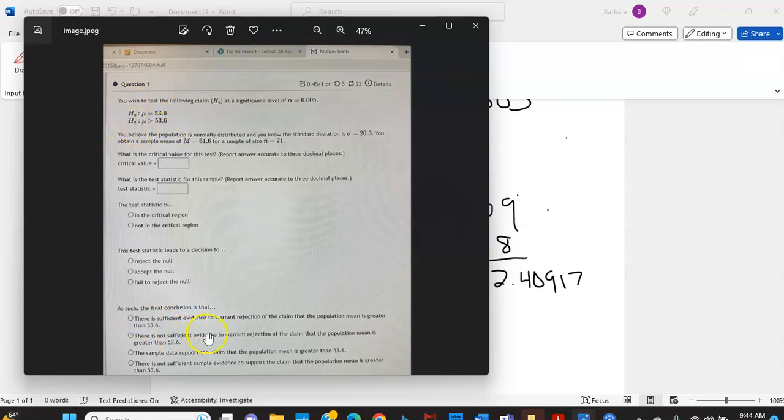So let's see. The sample data support the claim that the population mean is greater than 53.6. That would be our correct one right there.